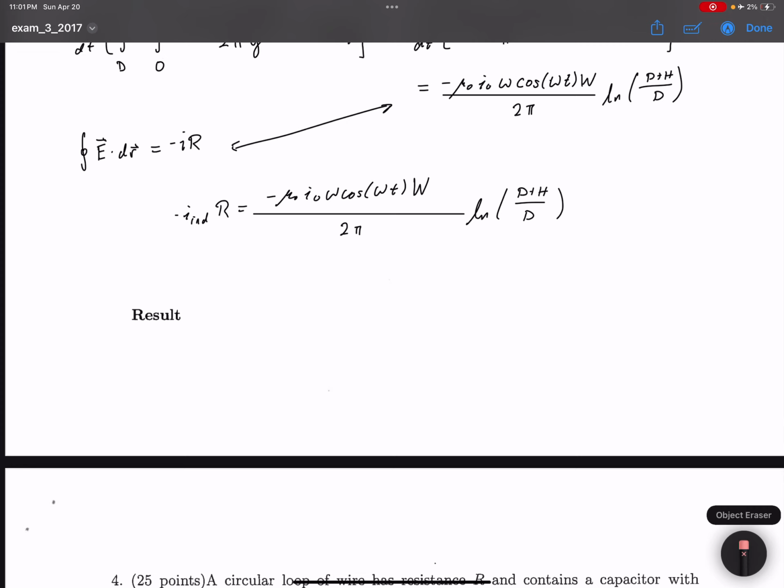You can write it down here actually. I induced equals negative mu naught I naught W cosine omega t W over 2 pi ln of d plus h over d. And that is the answer.